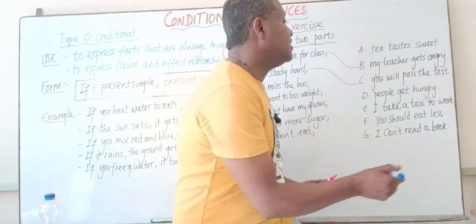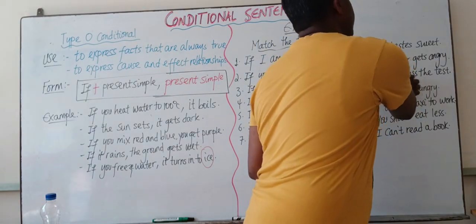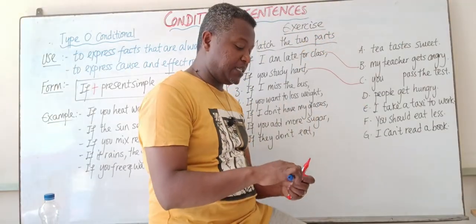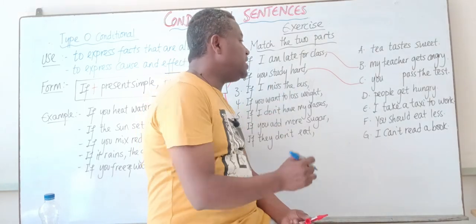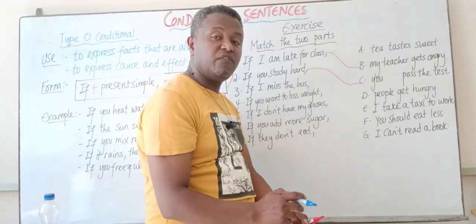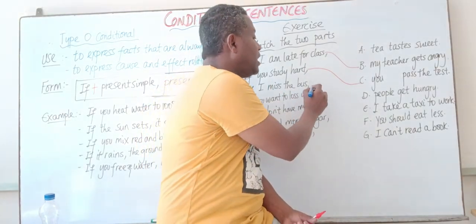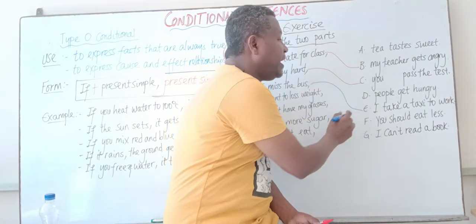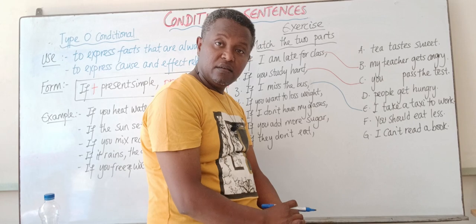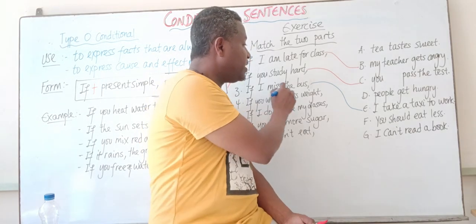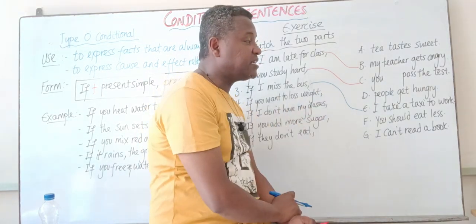In this case, there's a confusion, so you can avoid will. You pass the test. And if I miss the bus, I take a taxi to work because I don't want to be late. So if I miss the bus, I take a taxi to work.